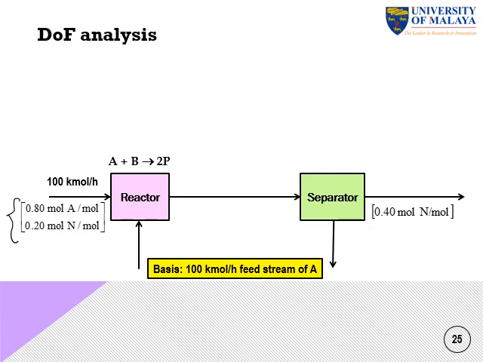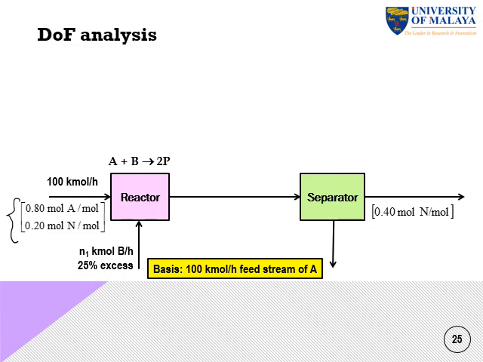And if you already assume a basis of 100 kilomole per hour of feed stream, then let this be the only basis that you choose. Don't put in another assumption, you cannot put 100 kilomole here and 100 kilomole at the output, you cannot. If you already say 100 kilomole per hour at the feed stream, then so be it. That's the only basis.